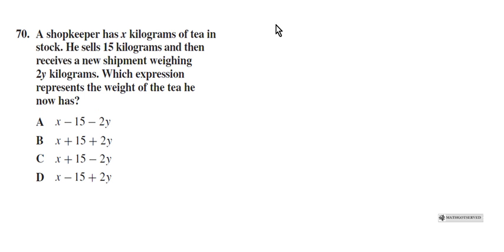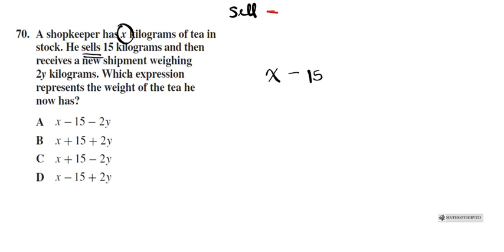All right, let's move on to question 70. Another translation problem. It says, the shopkeeper has x kilograms of tea in stock. He sells 15 kilograms and then receives a new shipment weighing 2y kilograms. Which expression represents the weight of the tea he now has? Okay? So we are going to start with x kilograms of tea, and then the quantity starts to fluctuate, okay? He sells. If you're selling, it decreases the amount, right? So you're basically subtracting. So for sell, you're subtracting. So when you sell 15 kilograms, from the original x that you had, you're going to take away 15.